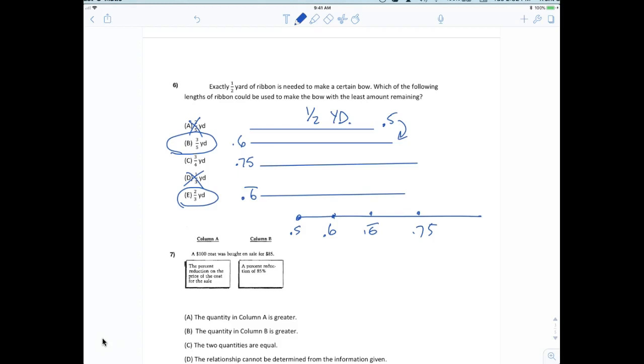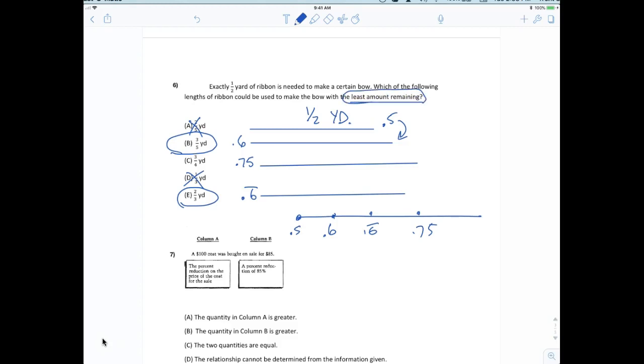Hopefully that helps. The one thing that's confusing about this is the question. That's why we're reading. Yeah, the question is confusing. But doesn't the question say anything about it being bigger? So it says least amount remaining.